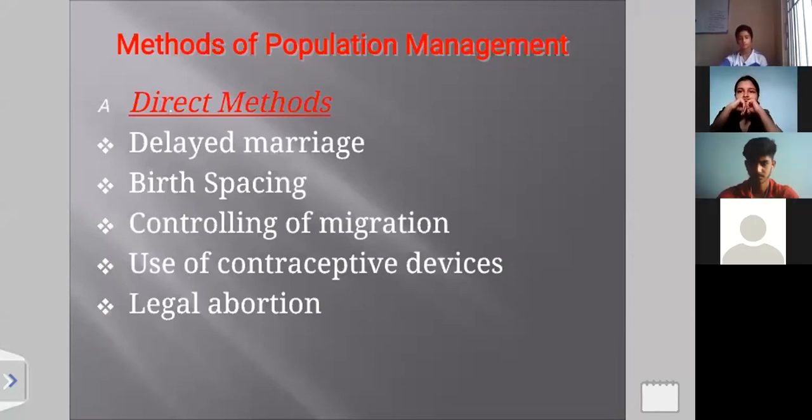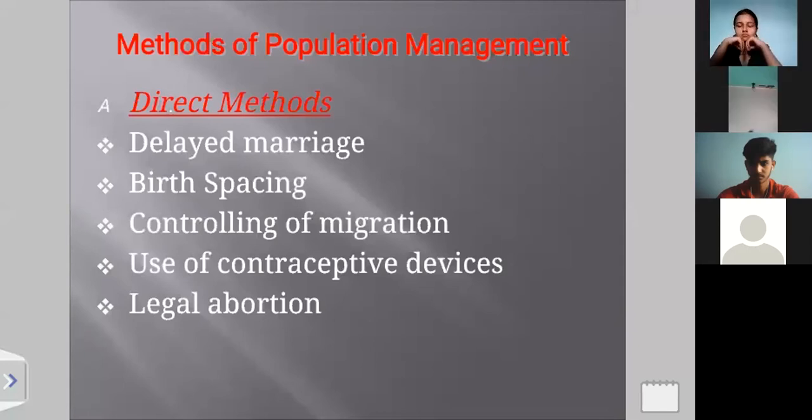Yes, sir. Okay, Miss Dipsana, we just discussed the introduction to population management. Do you have any confusion about the definition of population management? No, sir. Very good, because it is also very simple. In the previous class also we had learned about population management.